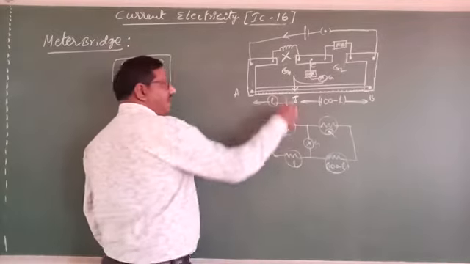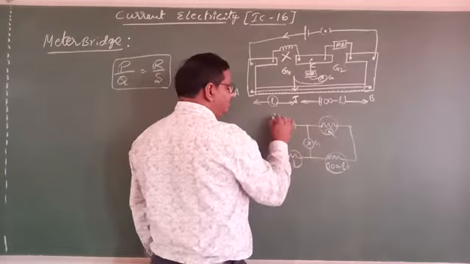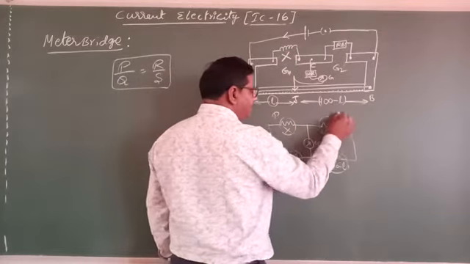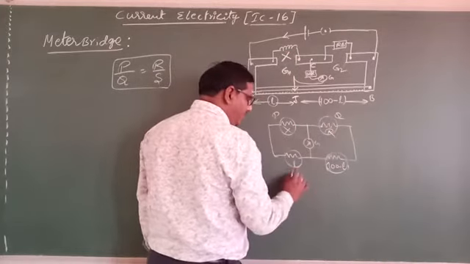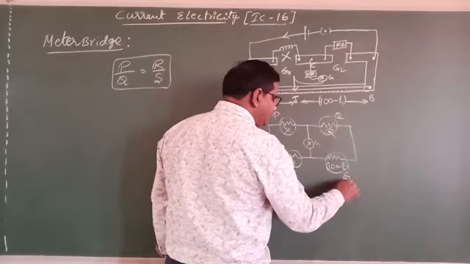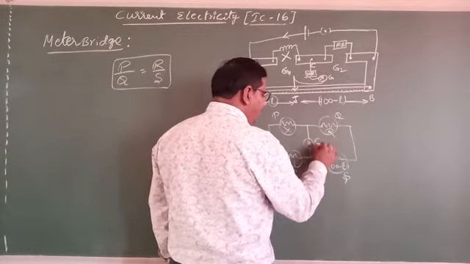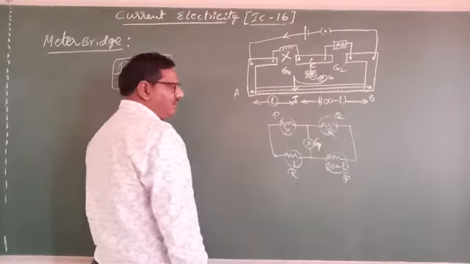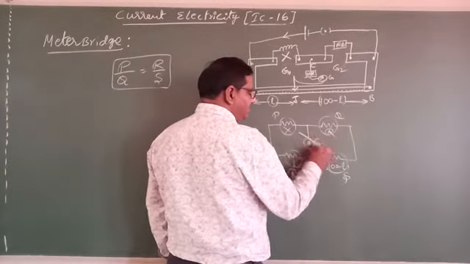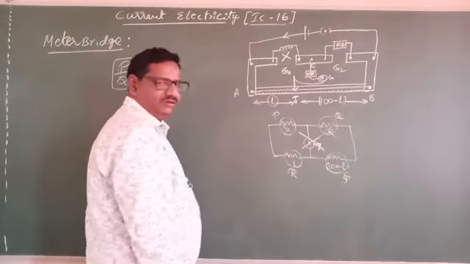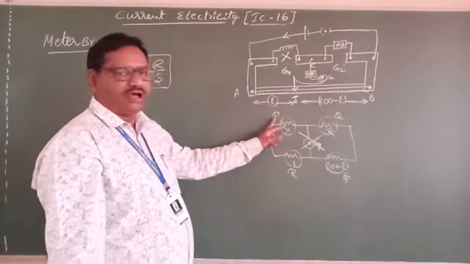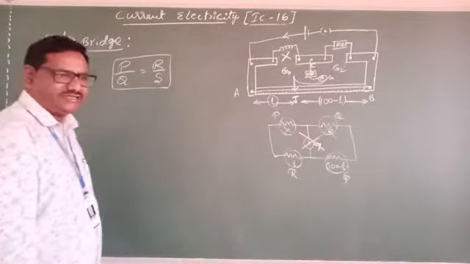Now here what do we have? X here, this we will treat as P. This we will treat as Q. It is R. It is S. In between, one galvanometer. Now, the galvanometer shows zero deflection, so we will neglect it. So, remaining, instead of P, we have X here.